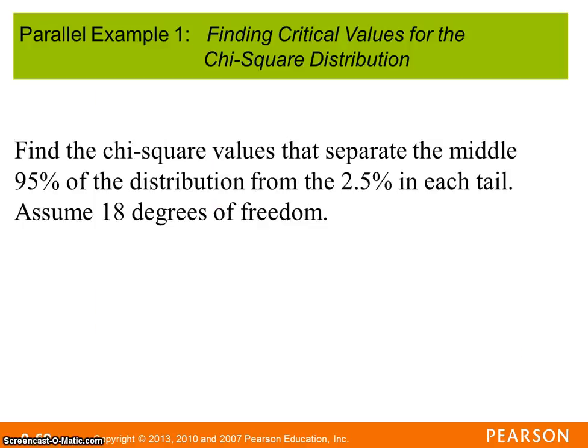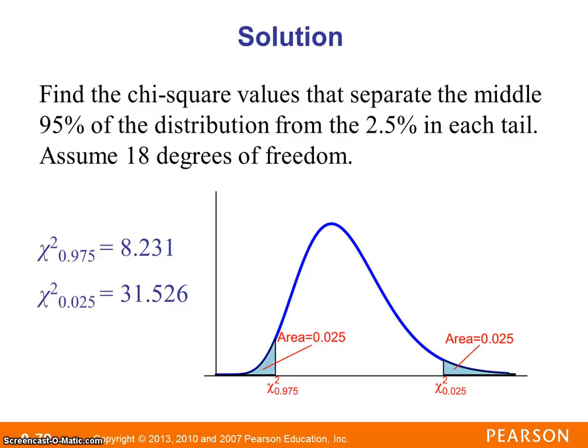So let's say, for example, that we want to find the chi-squared values that separate the middle 95% of the distribution from the 2.5% in each tail, and assume you have 18 degrees of freedom. So you would just go ahead and look at those values in your table. There's a chi-squared table, I think it's table 7, or again you can use StatCrunch.